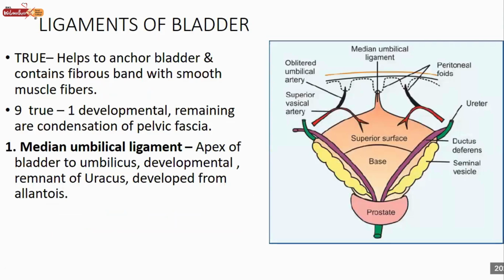Coming to the true ligaments, as you can see here, the true ligaments anchor the bladder. Out of these 9 ligaments, only one is an unpaired ligament, and all the others are paired. The one which is unpaired is the median umbilical ligament. We saw that it goes from the apex towards the umbilicus, and it is developmental.